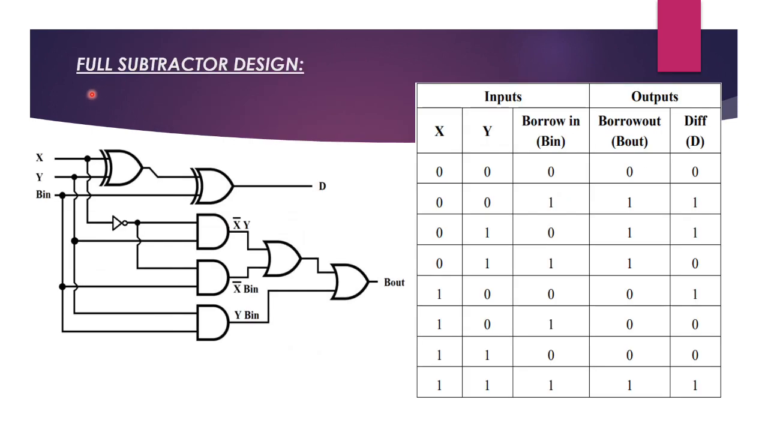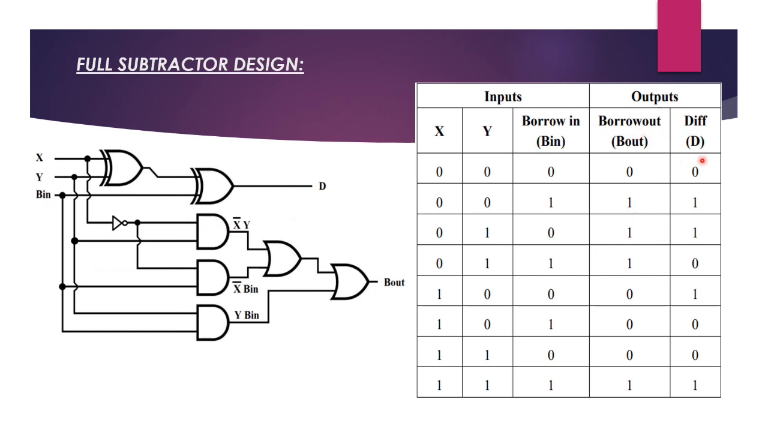Now we shall discuss the full subtractor design. This is the truth table of the full subtractor design, and this is the logic circuit of the full subtractor. The inputs are X, Y, borrow in. We have taken borrow in in the place of carry in, and outputs as borrow out and difference in the place of carry out and sum.